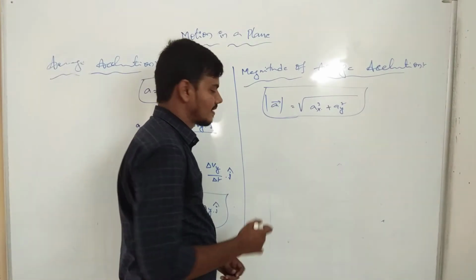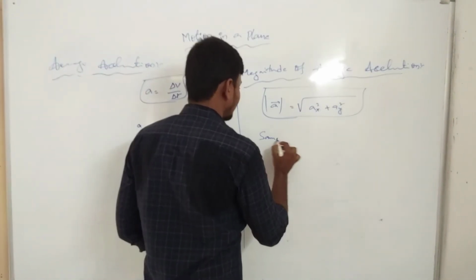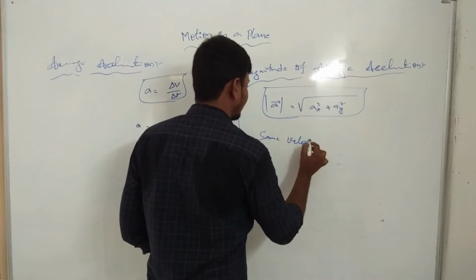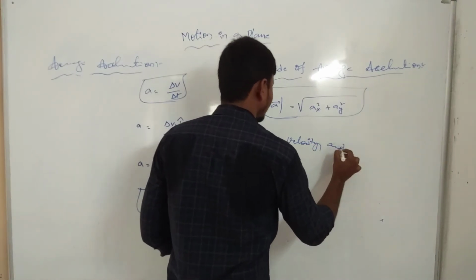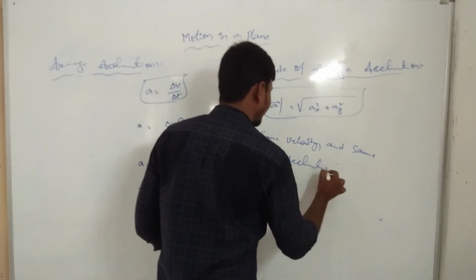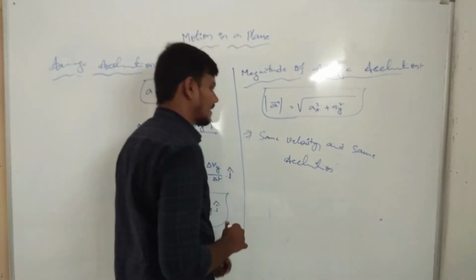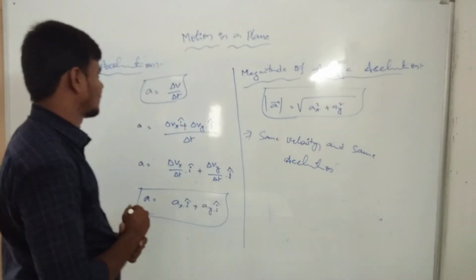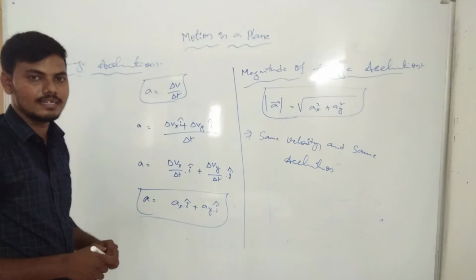Now what is the direction? The direction we can represent the same as for velocity. This is the direction for average acceleration. Next one, instantaneous acceleration.